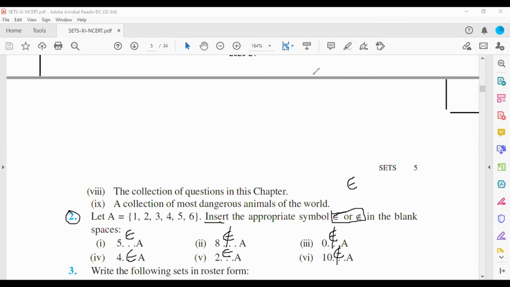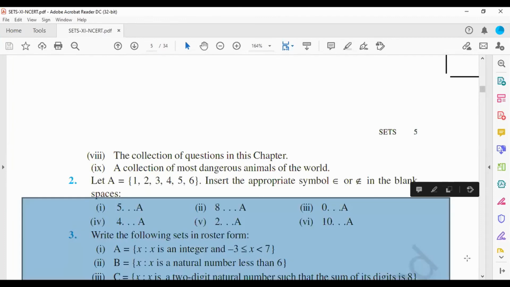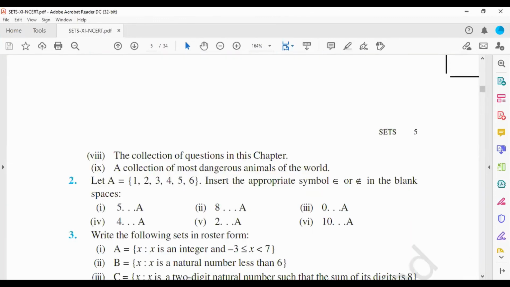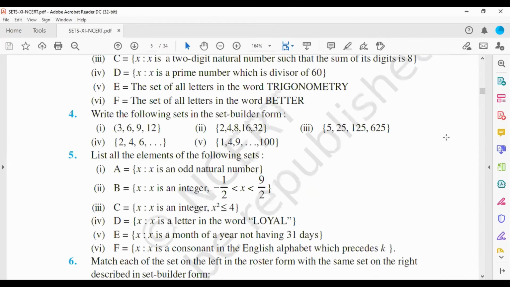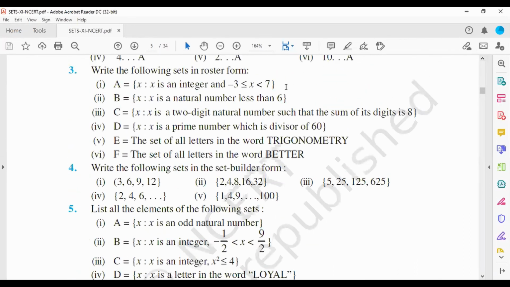So this is a nice exercise for gaining experience in using the symbol part. The next one gives you a very good experience of how to convert and write a set in roster form. Write it in roster form. So what is given?